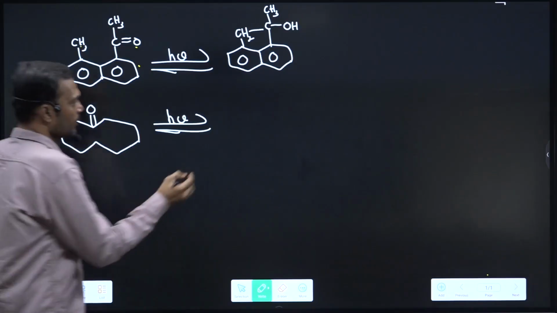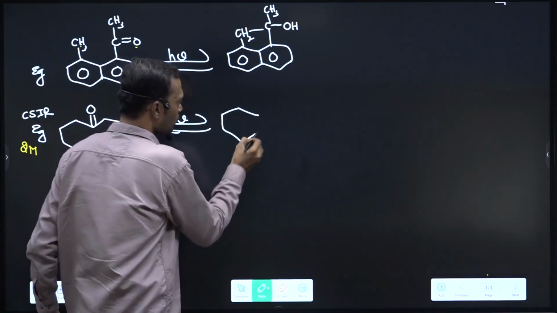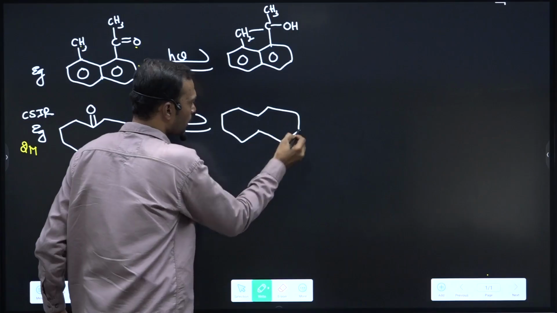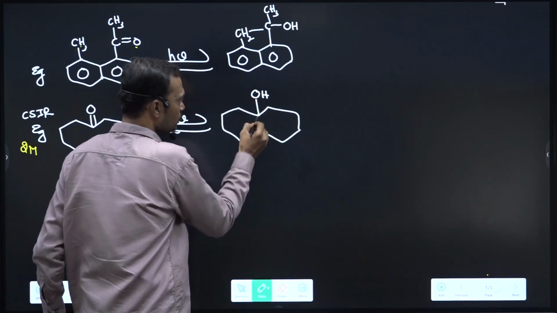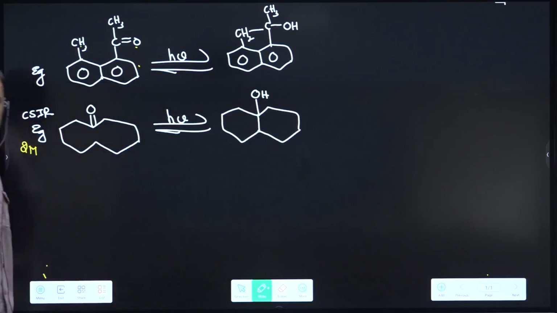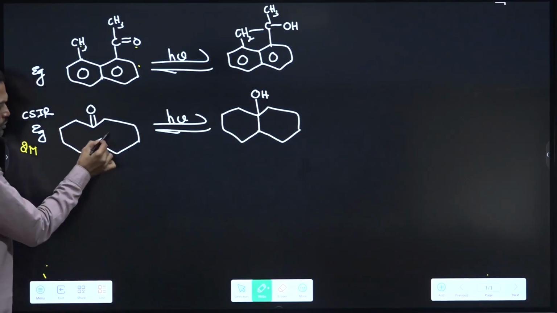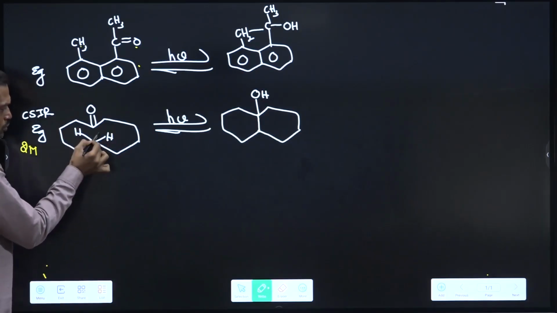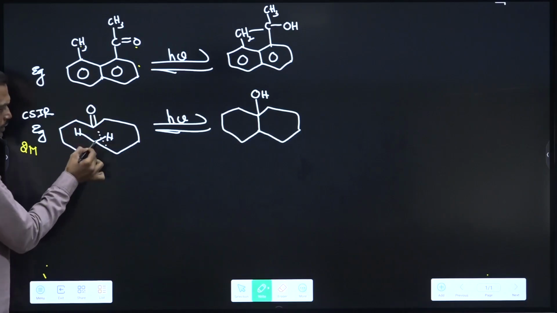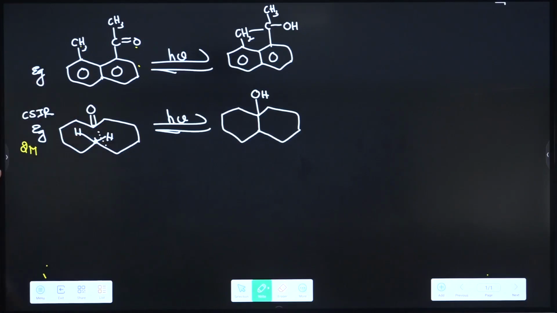Now this one, whichever hydrogen is very close to the carbonyl, only that particular carbon can undergo coupling. So this and this. Here this carbon carries how many hydrogens? 2. So break this bond. This hydrogen transfers here, and this radical combines. Hydrogen transfer followed by CC coupling.